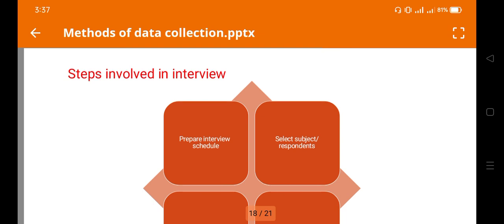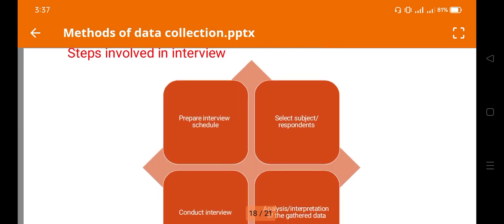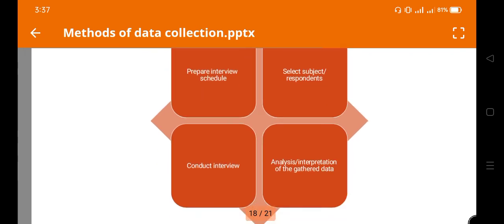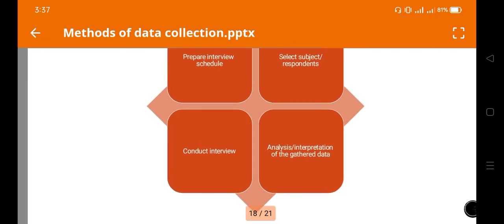So steps involved in interview, obviously four steps are involved. You have to prepare an interview schedule and select your respondent and conduct the interview, and analyze or interpret the gathered data.